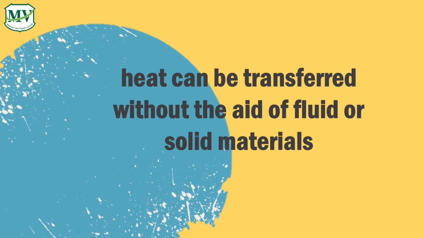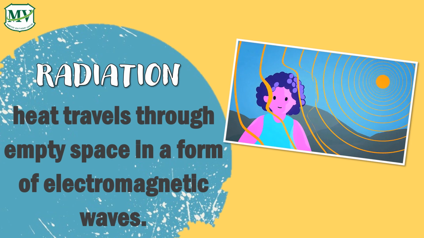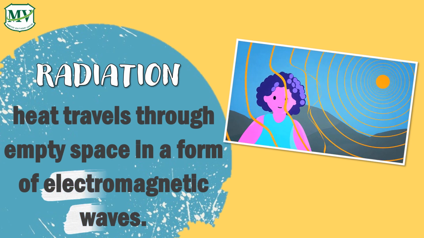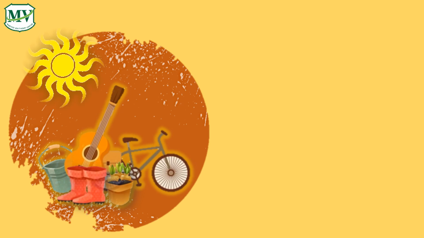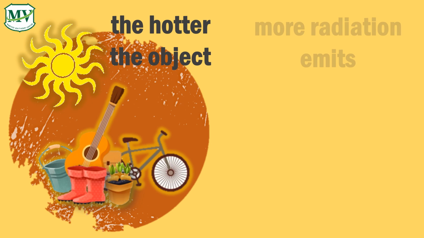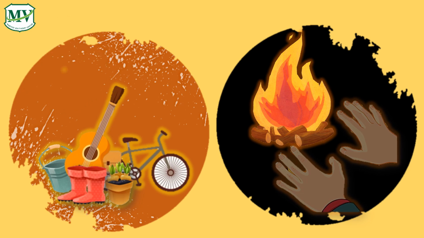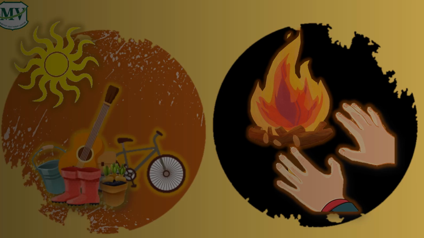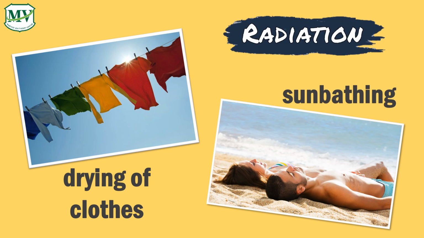However, heat energy can also be transferred without the aid of fluid nor any solid materials. That is through radiation. Radiation is when heat travels through a vacuum or in an empty space in a form of electromagnetic waves. An example of this is the heat from the sun that reaches the earth. Any objects that are placed under the heat of the sun constantly absorb heat energy. The hotter the object is, the more radiation it emits. That is also why it feels hot when we place our hands over a fire even without directly touching the source of heat. Other examples are when you dry your clothes outside or sunbathing.